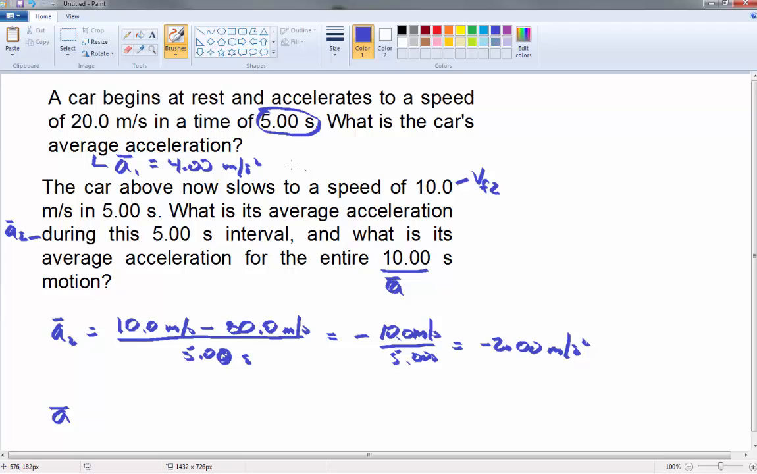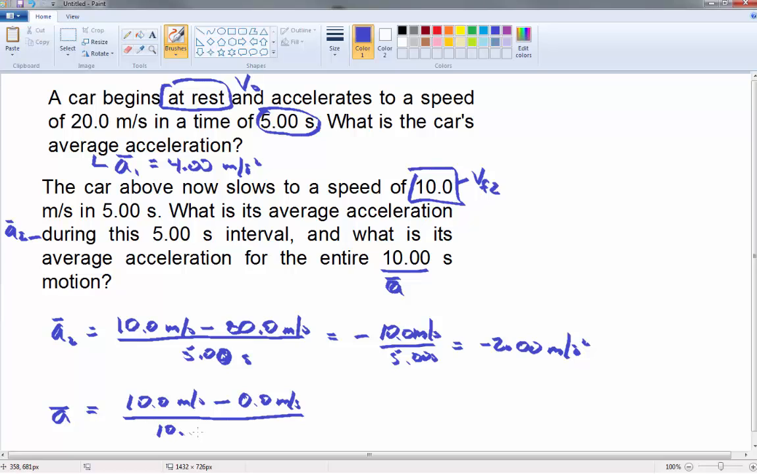To get the average for the entire interval, you take the initial speed for the entire interval, so this is V naught, and you end with the final speed for the entire interval, and you subtract the two from each other. So you have 10.0 meters per second minus the initial 0.0 meters per second, and then you divide by the amount of time. In this case, you're going to end up with the same answer, and the reason why you end up with the same answer is because this process is basically constant for a while, then constant for another while, and both things happen for the same amount of time. So this is going to end up as 1.00 meters per second squared.